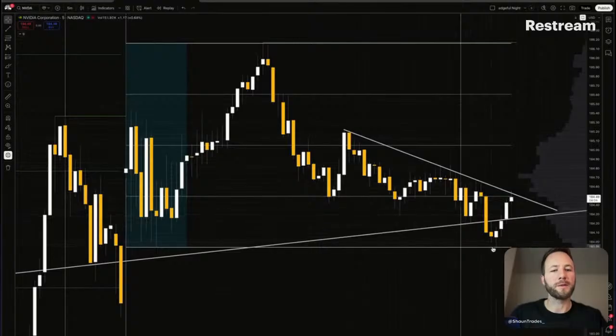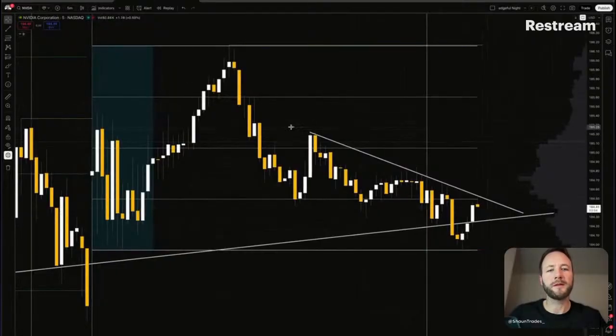But given the move it's made off of, that's broken this trend line, come back down, making the move off the support, that's really, really strong. So you'd expect it to kind of push through there in about 10 minutes or so.